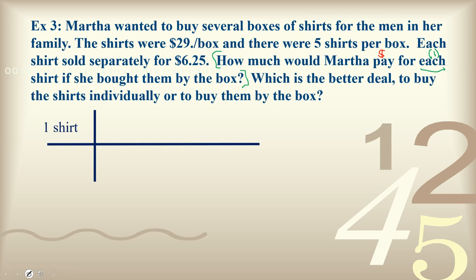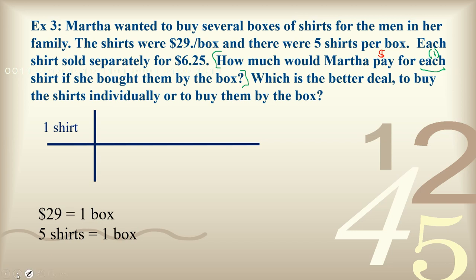Now we need some conversion factors to help us. When you're looking at word problems, if you see the word per, or if you see the line that means per, that's a good indication that that's going to be a conversion factor. So in this case, they told us that there's $29 per box and 5 shirts per box. So I can take those and convert them into conversion factors. So we would say $29 equals 1 box and 5 shirts equals 1 box.